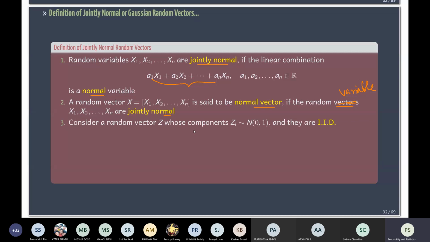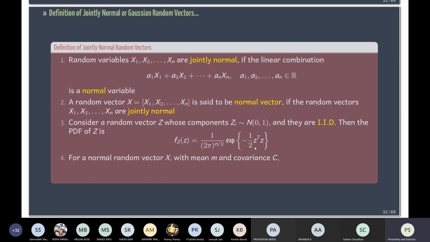Now consider a random vector Z whose components are normal and IID. In that case, the PDF of Z in the vector case will be written like this, because these are again extensions of what we have done before. For the n equal to 2 case, remember it was just 1 over 2 pi. But now we can extend this to the general case. Then for a random vector X with mean m and covariance C, the PDF is defined like this. I will try to derive this in the next class, just to see why it is like this.